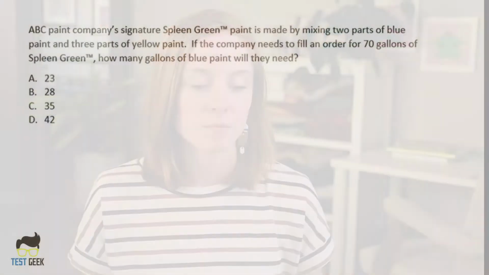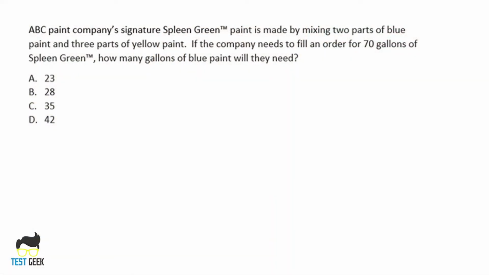We can use this understanding of a ratio to answer all different types of questions on the SAT or ACT. We might see something like this. ABC Paint Company's signature spleen green paint is made by mixing 2 parts of blue paint and 3 parts of yellow paint. If the company needs to fill an order of 70 gallons of spleen paint, how many gallons of blue paint will they need?